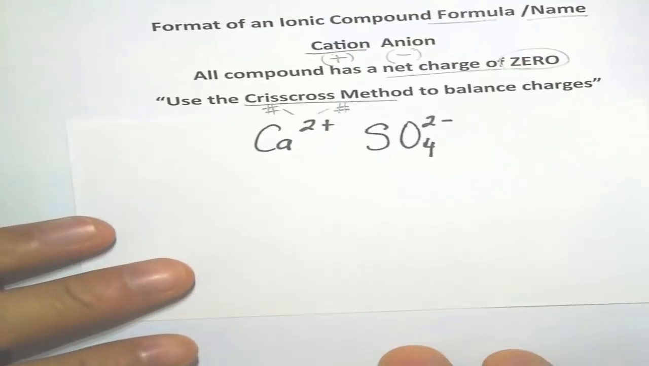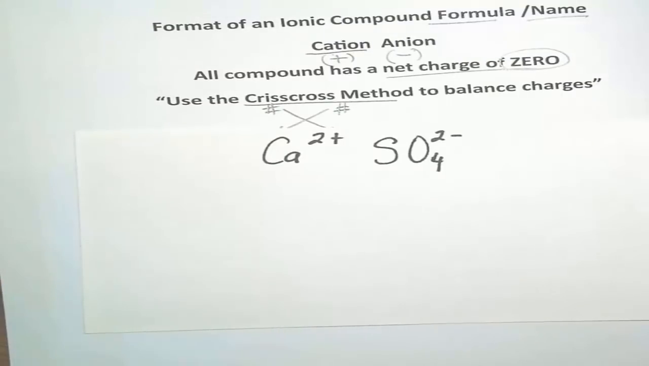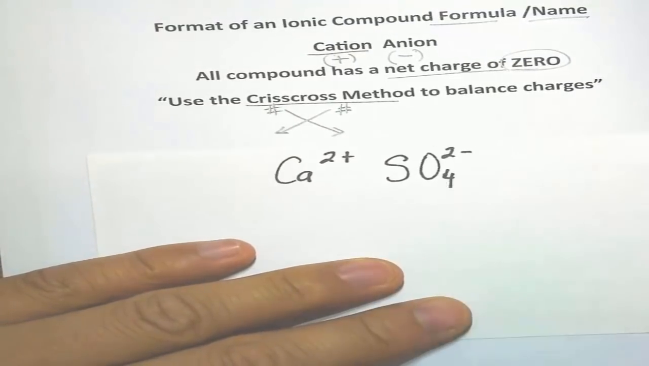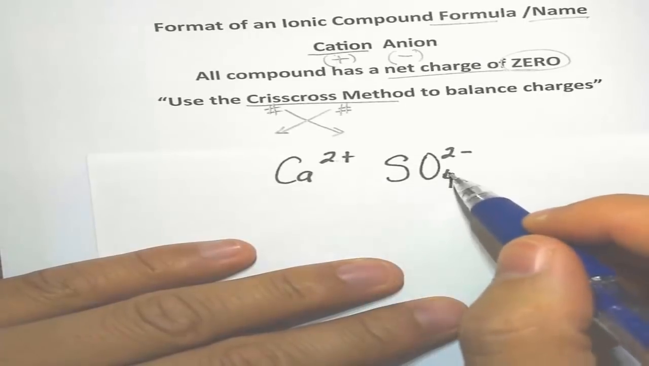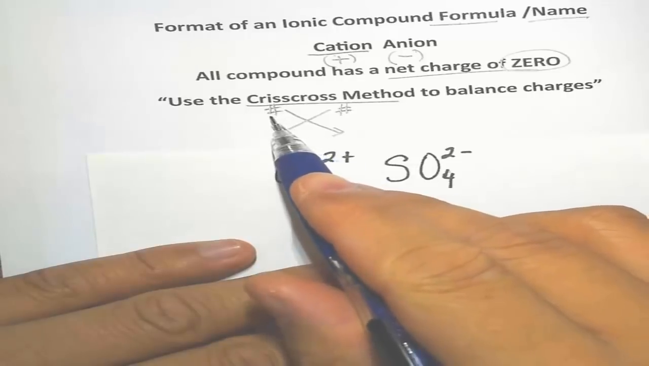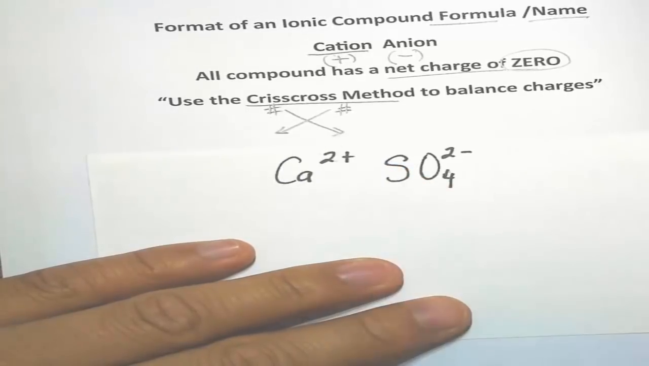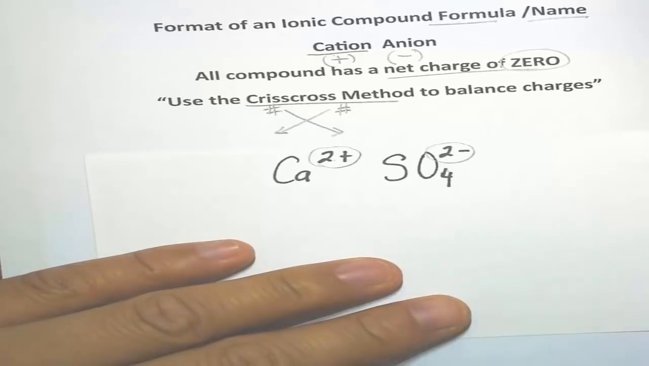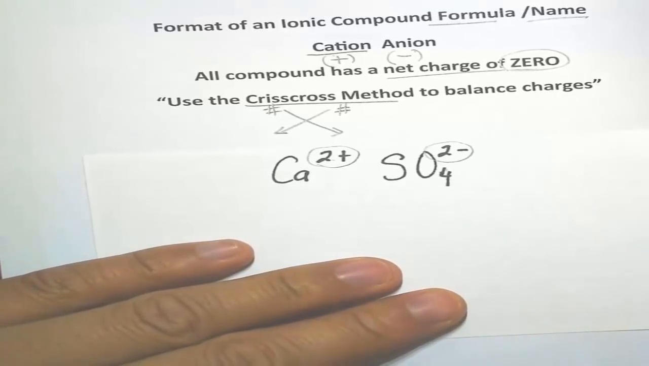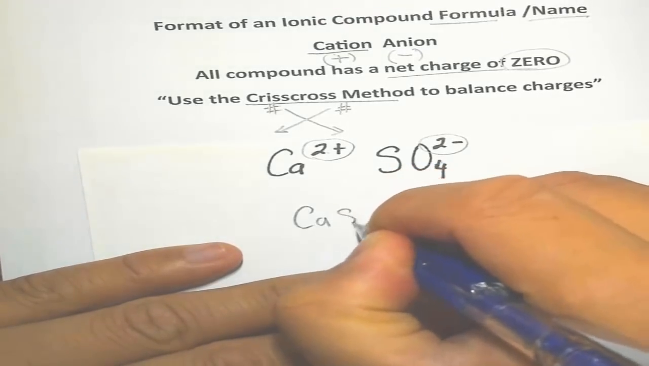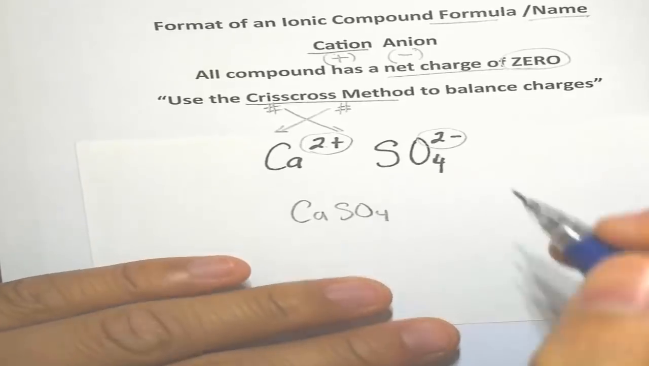Let's have this problem here. We have calcium sulfate. So first of all, is the order correct? It is. We have a positive cation and a negative anion. Then let's look at the crisscross method. We have to carry down the number, but look at this very carefully. Notice how we have +2 and -2 already. Isn't the charge already canceling each other out to become 0? So we don't have to do anything. All we have to do is just write out CaSO4.